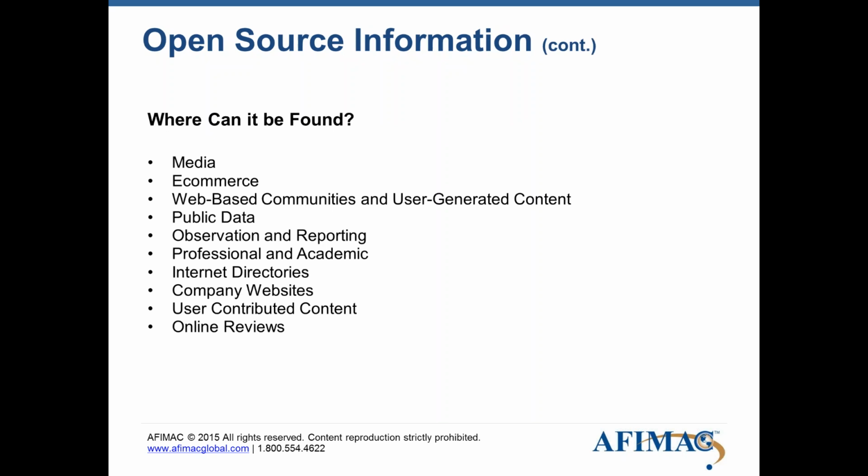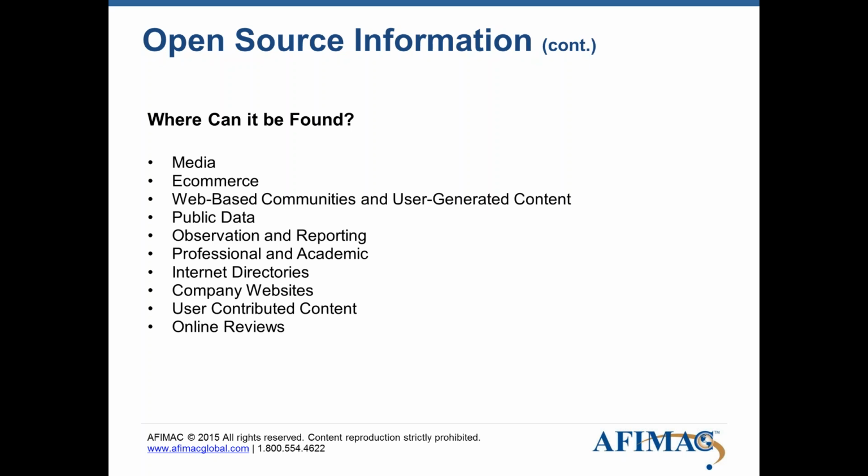So open source information, where can it be found? We like to sort of coin it as everywhere. So we're talking about the media, so if a person is being depicted in a photograph with a hockey team, for instance, in a local newspaper, or we might look at their professional and academic careers, whether they be in university or high school or a local swimming club.